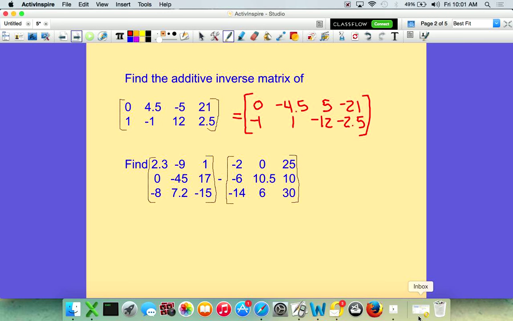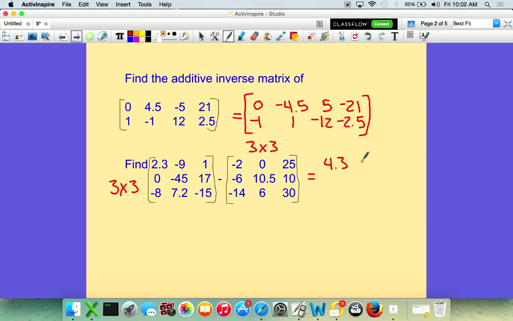Alright? We can also subtract matrices, and you would do the exact same thing. Subtraction, our dimensions have to be exactly the same again. Remember, this would be rows by columns. So this would be 3 rows by 3 columns. This one is the same thing. It is 3 rows by 3 columns. If they are not the same dimensions, you cannot add or subtract them. But since these are the same, we can subtract these. So 2.3 minus negative 2. 2.3 plus 2 is 4.3.